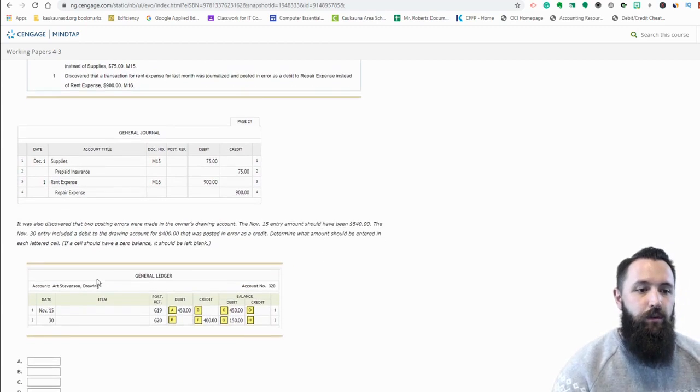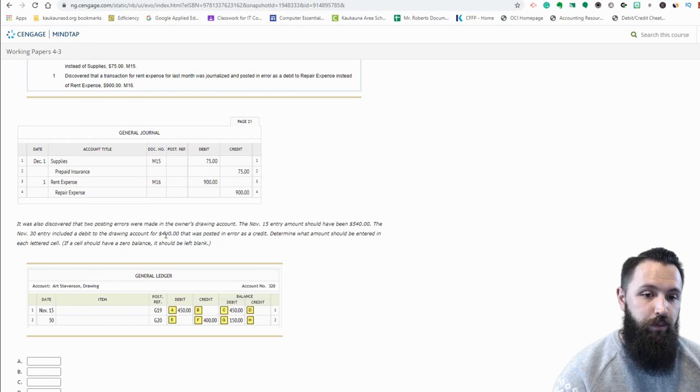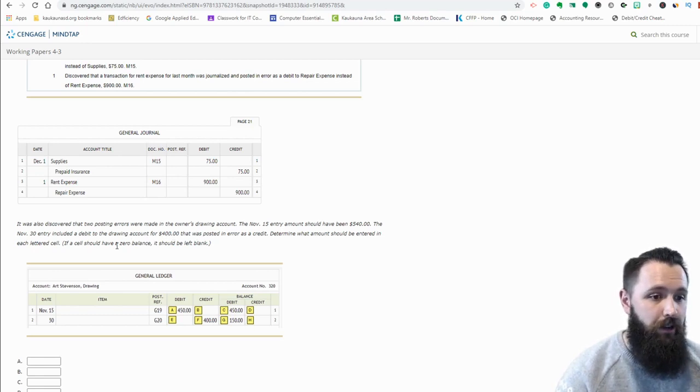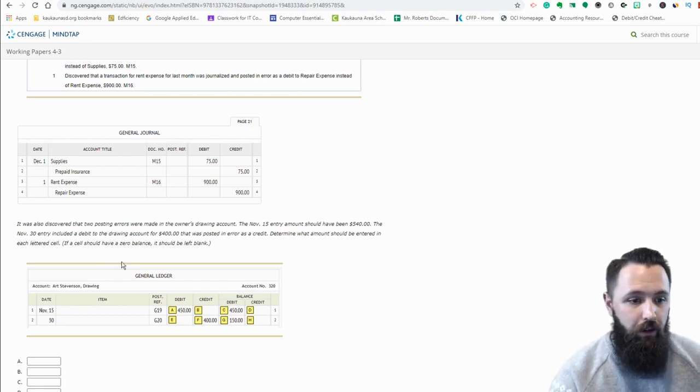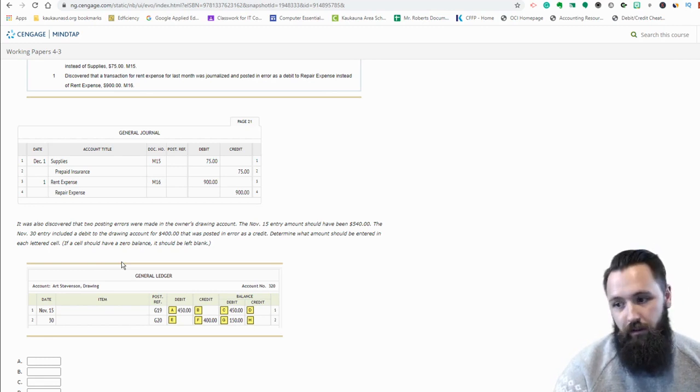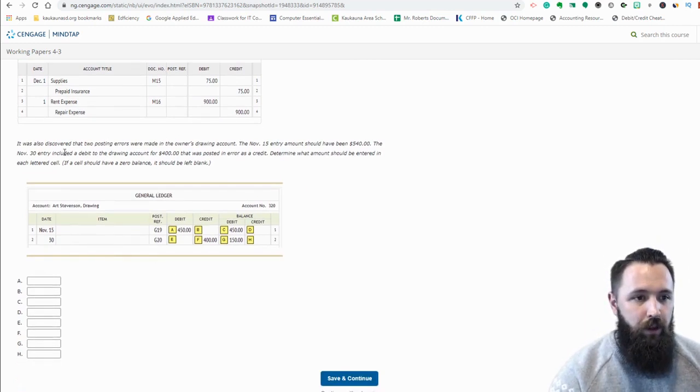It says it was also discovered that 2 posting errors were made in the owner's drawing account. Okay, the November 15th entry should have been $540. The November 30th entry included a debit of the drawing account for $400 that was posted in error as a credit. Determine what amount should be entered in each lettered cell. If a cell should have a 0 balance, it should be left blank. Now for me, reading through this once, I'd have to read through it again, okay? You just kind of take your time going through it.